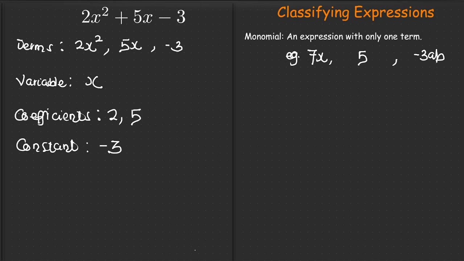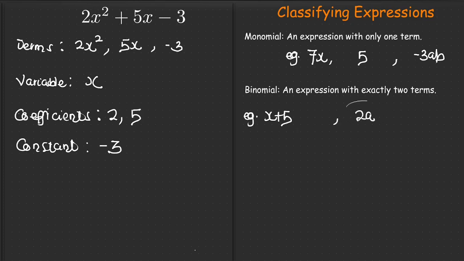The next one we are looking at is the binomial. Now, bi, on the other hand, means 2. So if the expression has 2 terms, then we say it is a binomial. So if you have x plus 5, x alone is a monomial, and 5 alone is a monomial, but if we add them together, we get a binomial. 2a is a monomial. It is on its own. Negative 3b is also a monomial, but if we combine them together, we get a binomial. That is 2 of them.